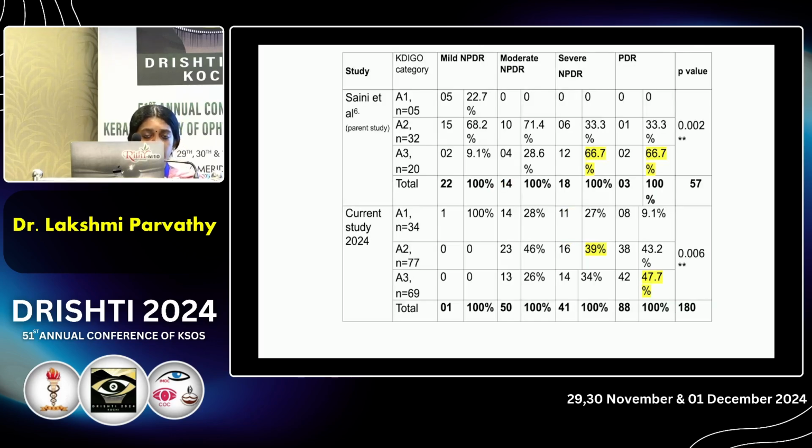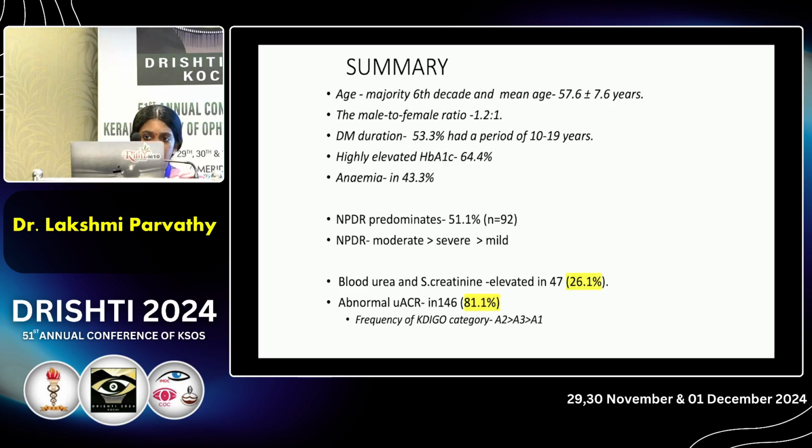On comparing my study with the parent study, Saini et al., the distribution of KDIGO category A3 was the same in both PDR and severe NPDR, whereas in my study it was more in PDR compared to severe NPDR. The distribution of severity of UACR was the same in both the studies, that is KDIGO A2 followed by A1, then A3. To summarize, in my study, majority was NPDR. Among NPDR, majority had moderate NPDR, followed by severe NPDR, and then mild NPDR. Elevated blood urea and serum creatinine was seen in 26.1%, but abnormal UACR was detected in 81.1%.